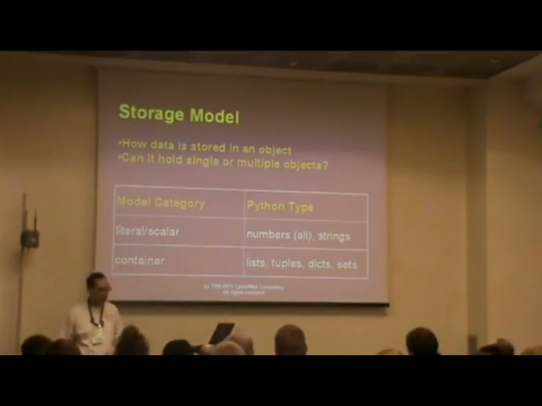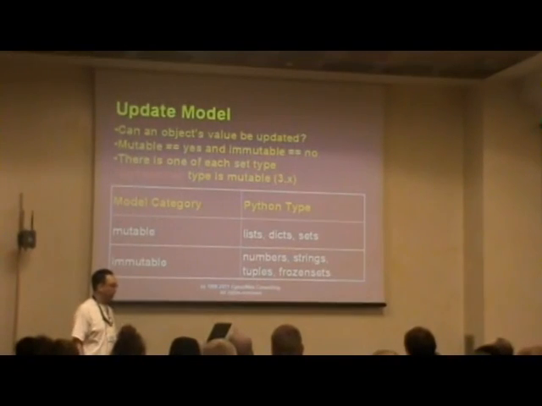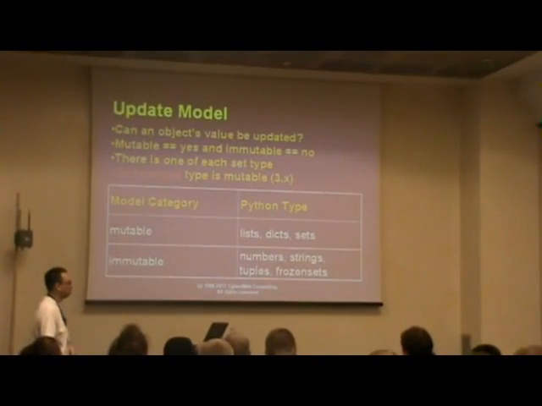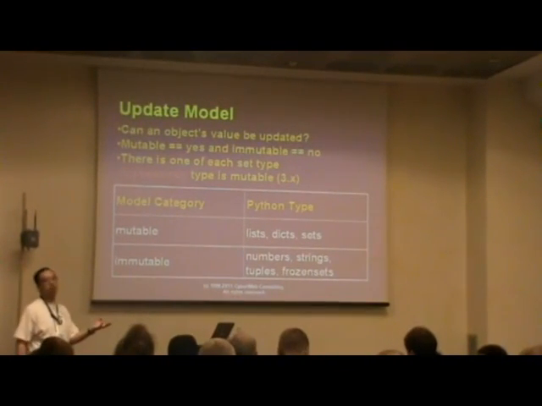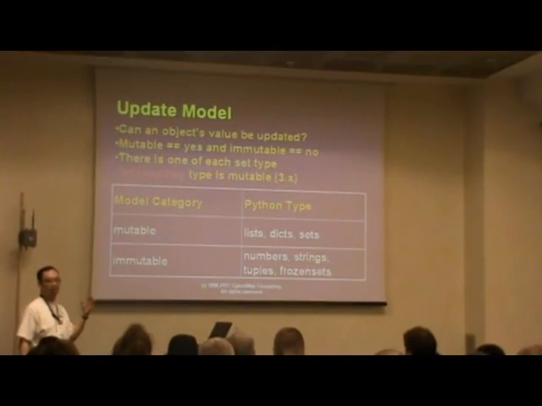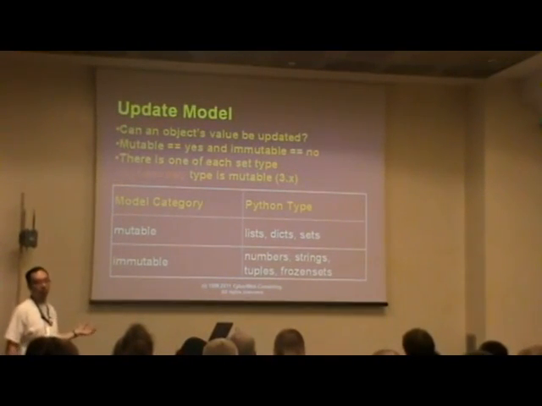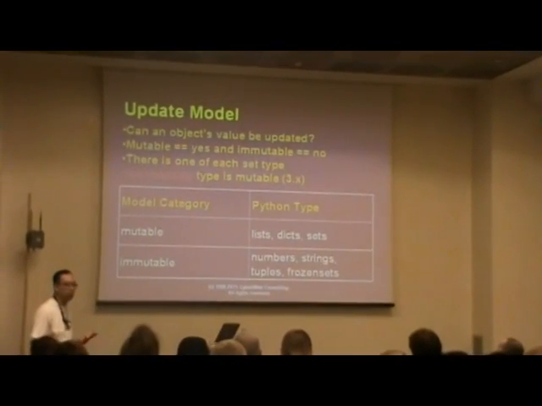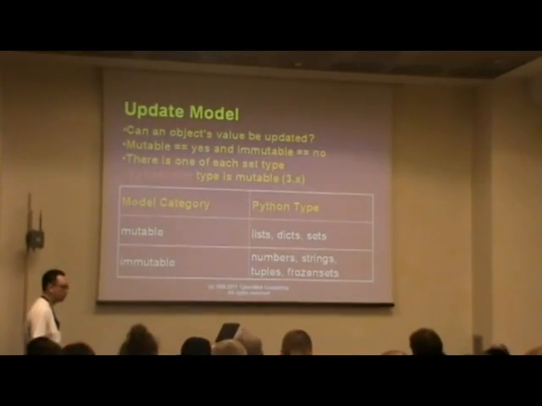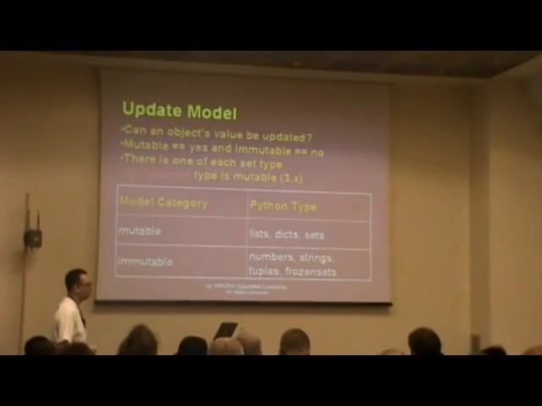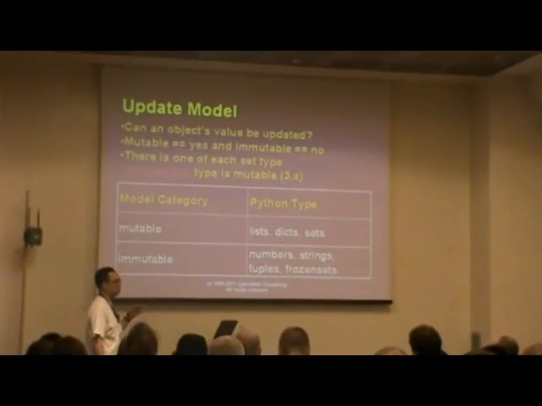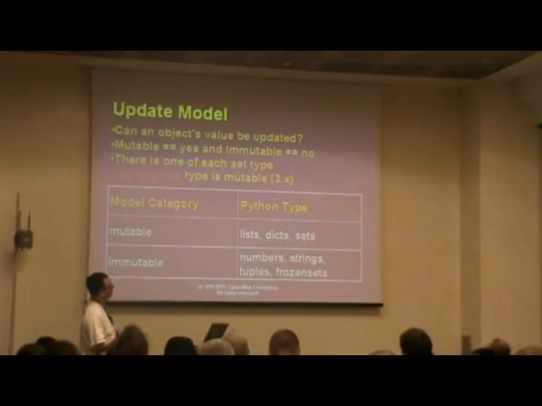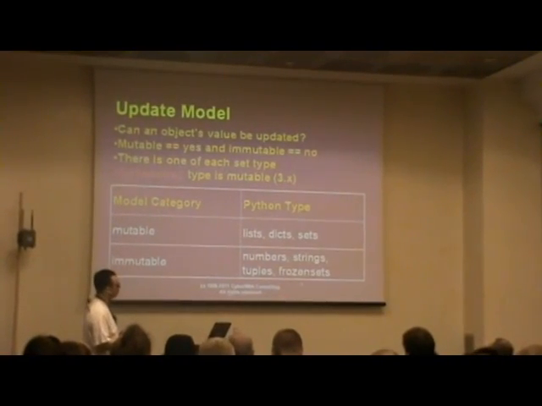Fairly straightforward. Here's another model, the update model. Can I update this object's value? Again, every object has a type, an ID, and a value, right? And all of them are read-only, except maybe the value, so here's where this comes in, and that is whether that object is mutable or not. If it's mutable, yes, you can change it. If it's immutable, no, you can't change it. And of course, there's one of each set type. There's a mutable set type called set. There's an immutable set type called the frozenset.